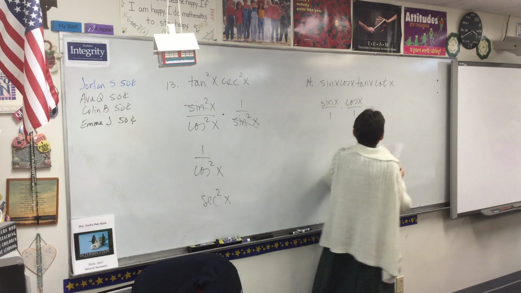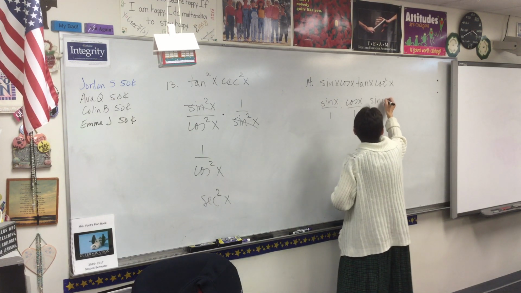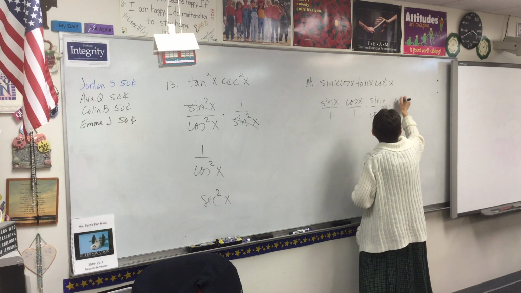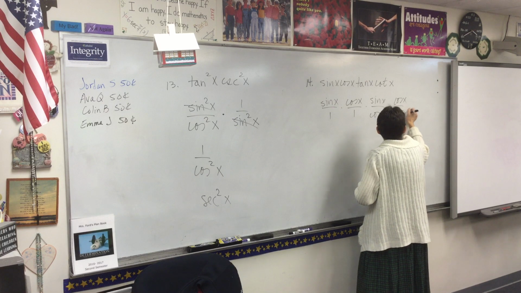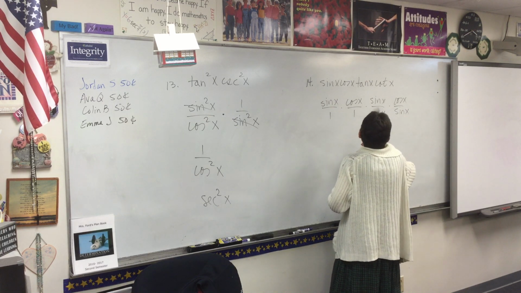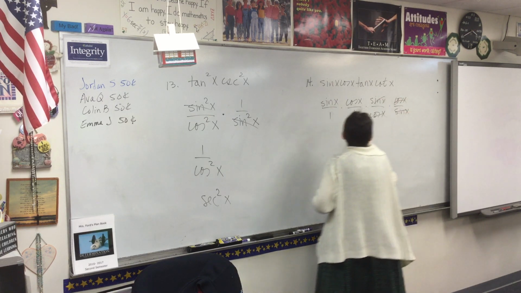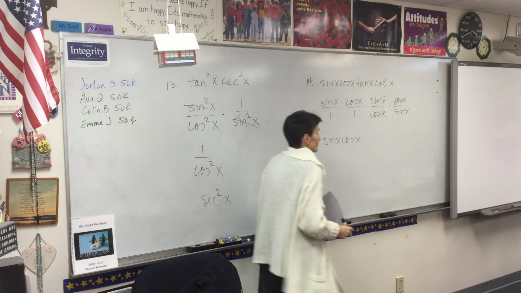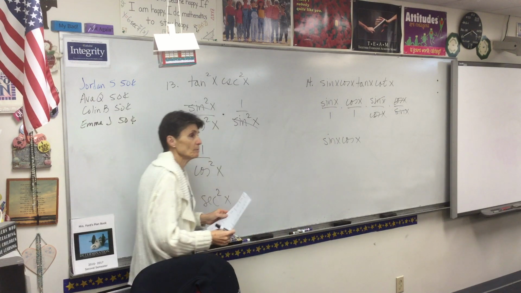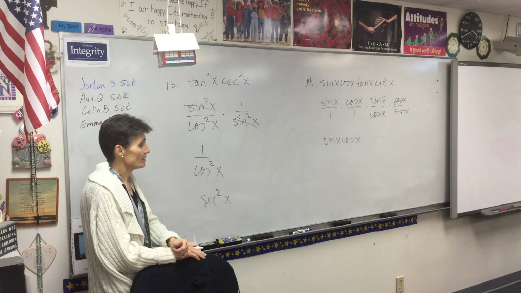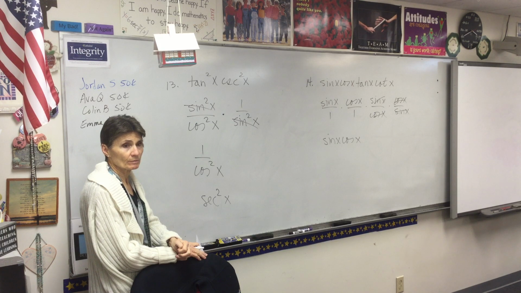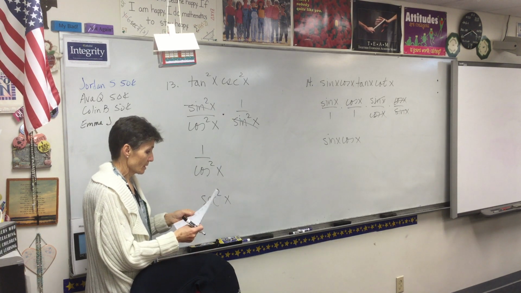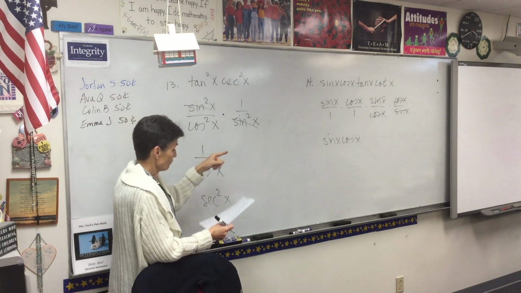Now what am I going to do with tangent? Sine over cosine. And what am I going to do with cotangent? Cosine over sine. I think all we have left is sine cosine. And that's not going to simplify anymore. We're done. They won't cancel each other out. Okay, so that was 13 and 14.